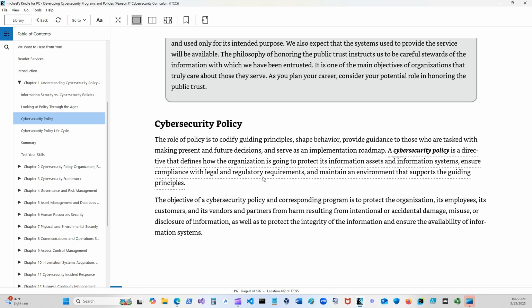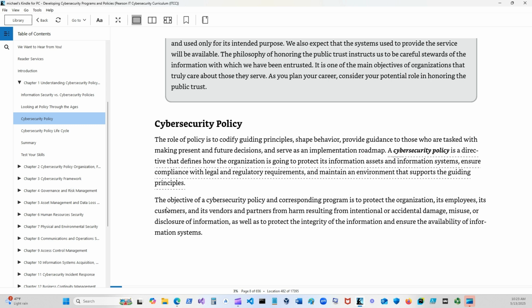Ensure compliance with legal and regulatory requirements. Now, this is what I was talking about. Ensure compliance with legal and regulatory requirements, and that's state and federal. You have two different ones. And so your company compliance has to line up with the state and federal compliances too, or else there's fines and all kinds of stuff. And maintain an environment that supports guiding principles. So this is another cultural thing, right? So this is a powerful little paragraph.